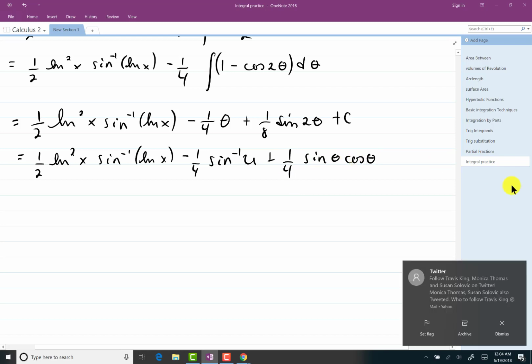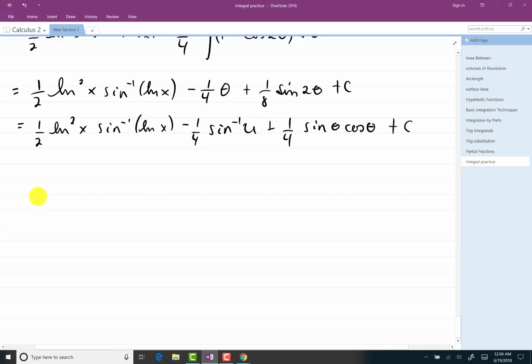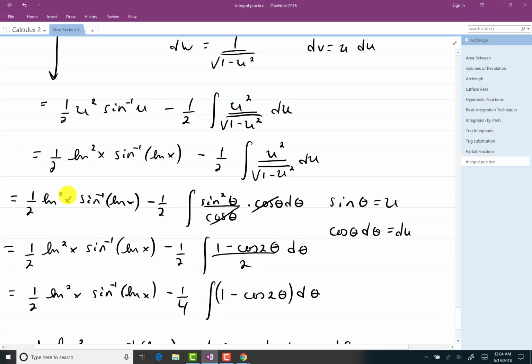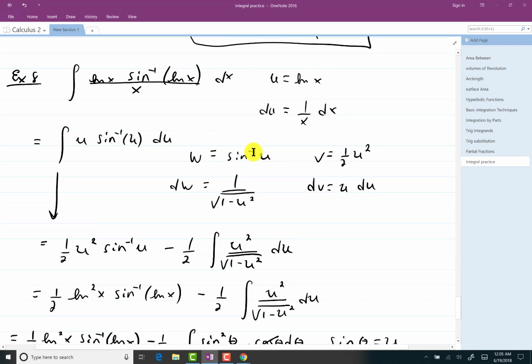That angle identity went and made the 8 turn into a 4 because there was a 2 that got canceled. Now I'll just start replacing things as I get to it. Now, what was u? The original u, I believe, was ln of x, wasn't it? Yep, there it is, all the way up there. u is ln of x.